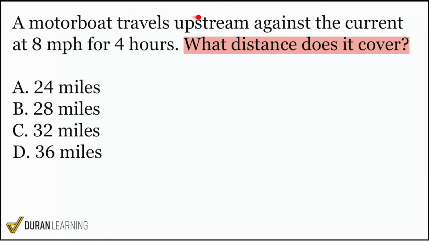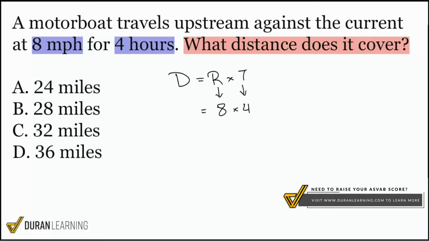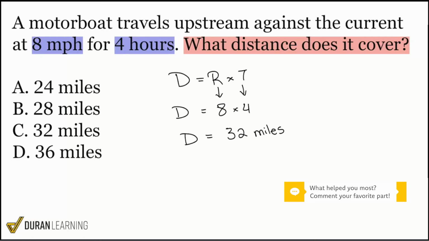A motorboat travels upstream against the current at 8 miles per hour for 4 hours. Okay, if this is all the information we're given, then we have our rate right there, 8 miles an hour, and then our time, 4 hours. So our formula that we're going to use, nice and easy, is distance equals rate times time, and we'll just throw everything in. 8 miles an hour is our rate, 4 hours is our time. Multiply those values together, 8 times 4 gives us 32, and there we go. That's going to be 32 miles, and the correct answer is going to be answer choice C.